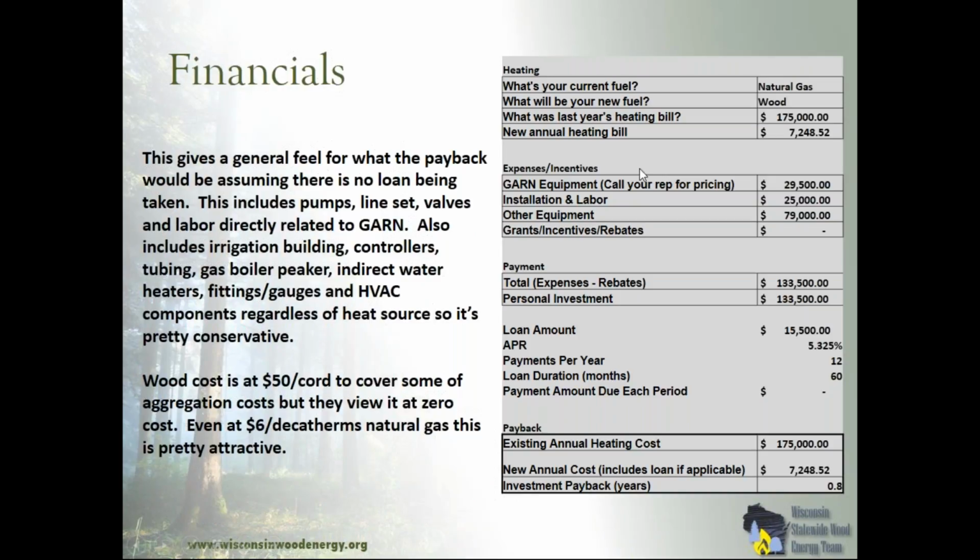So here's the financials on this one. The current fuel was natural gas. They went to wood. Last year's heating bill was $175,000. The new annual bill is $7,200. Now, that's one of the reasons that this project works so well, because they're only allowing $50 a cord for their wood.